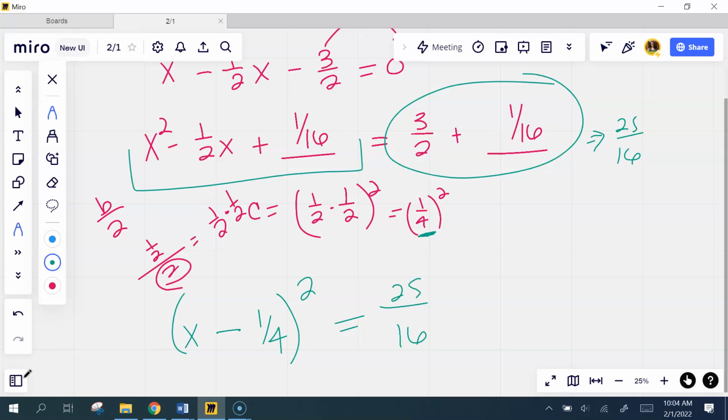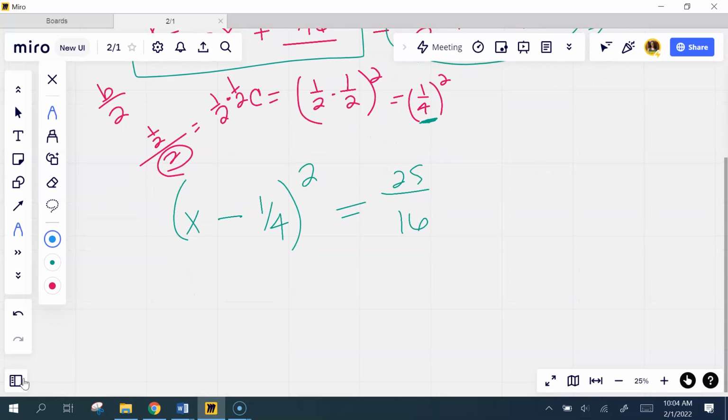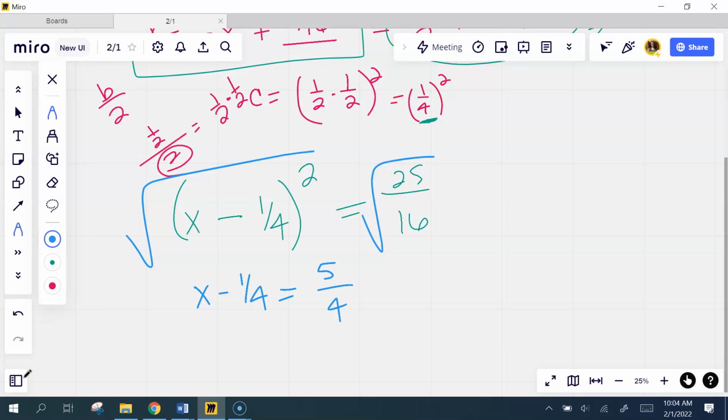Y'all all okay there? Okay. Square root. So I have x minus 1/4 equals, what's the square root of 25? What's the square root of 16? And this is plus or minus.